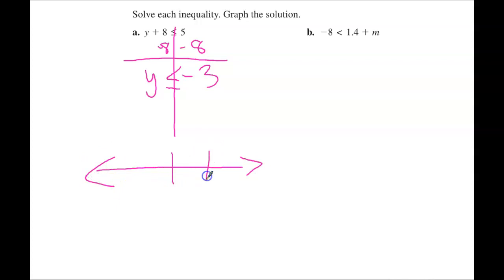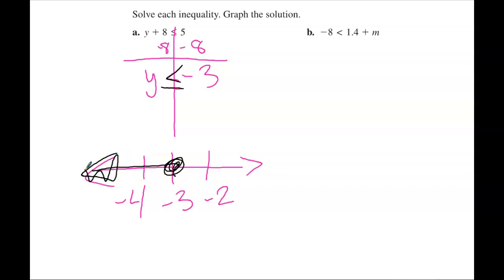Again, I have to have 3 numbers on my number line. What comes right after negative 3? Negative 4. What comes right before negative 3? Open or closed circle? Closed, because it could equal negative 3. And then where are the numbers less than that? To the left. Good, because they're further away from 0. Questions on that one?